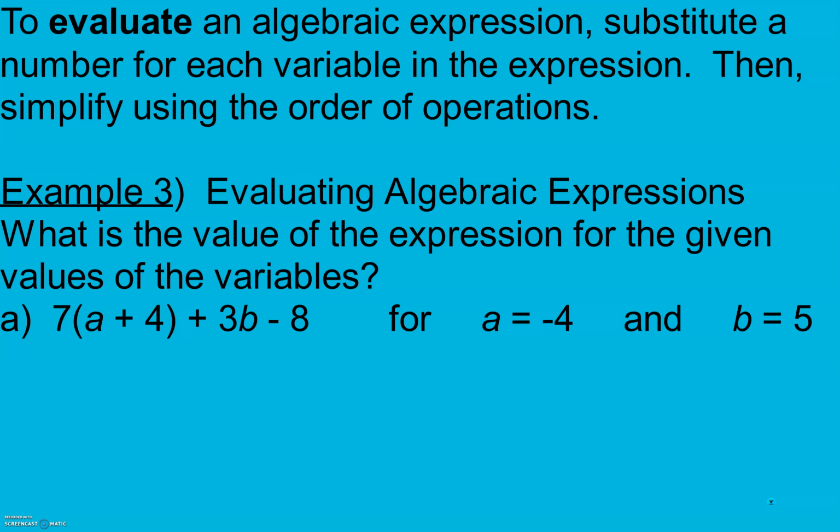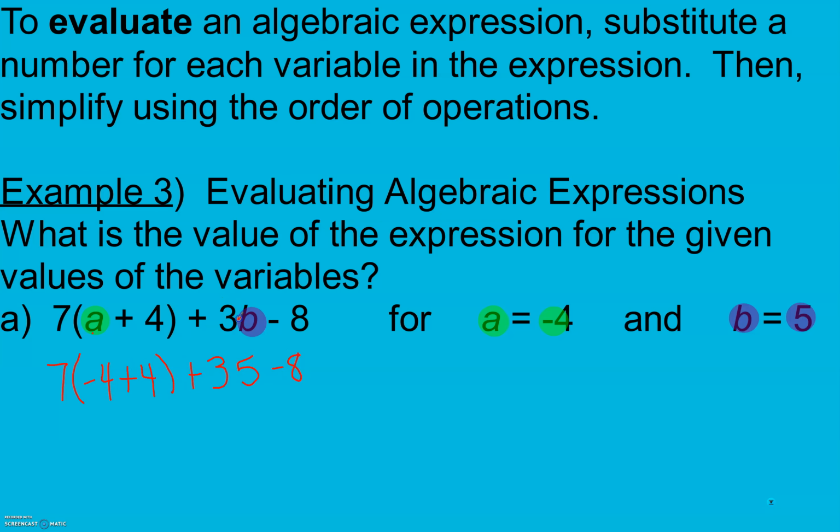So first thing we're going to do is we're going to take our variables, and everywhere we see an A, I'm going to plug in a -4. And everywhere I see a B, I'm going to plug in a 5. And I'm going to keep the rest of my equation or expression exactly as it is. So 7A we said was -4. And B we said was 5.